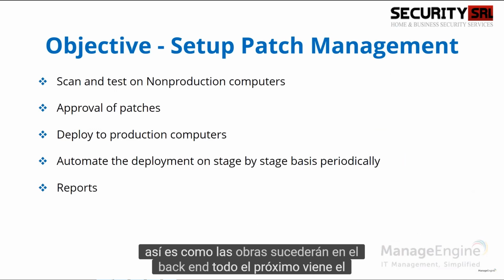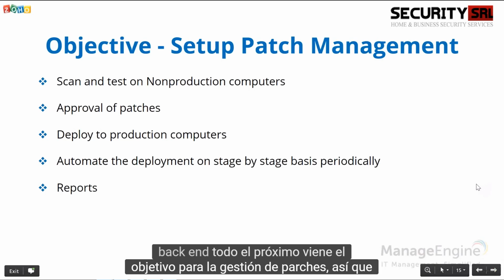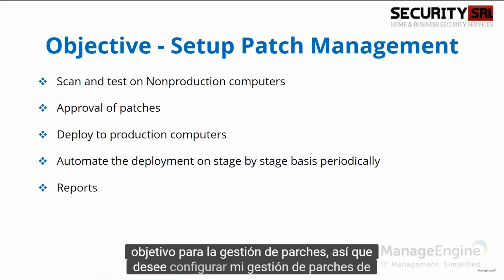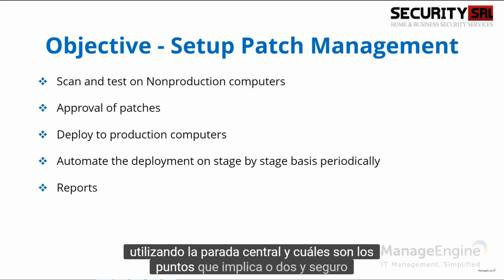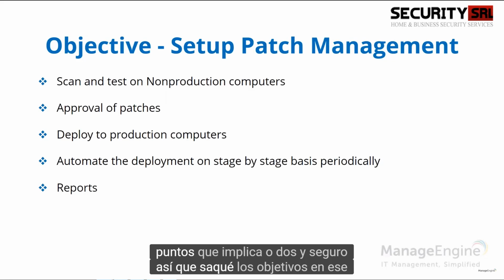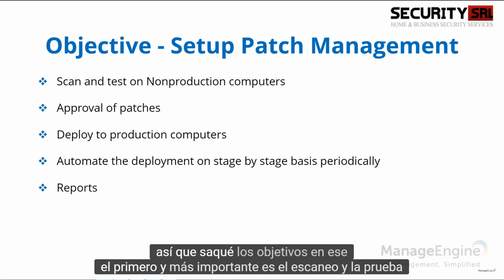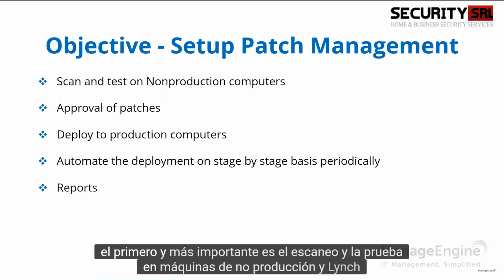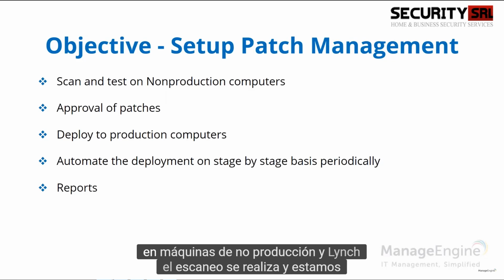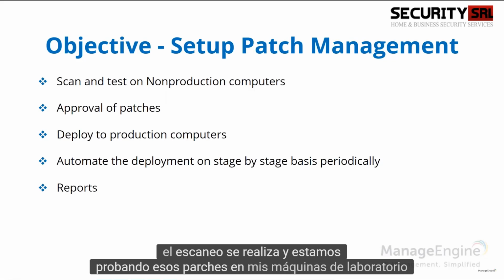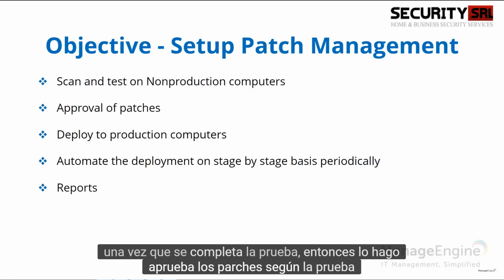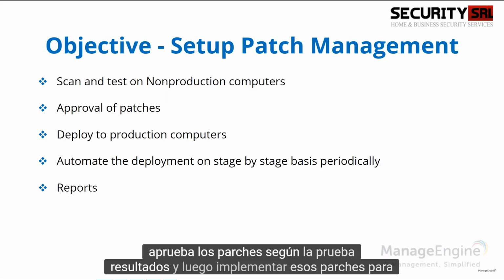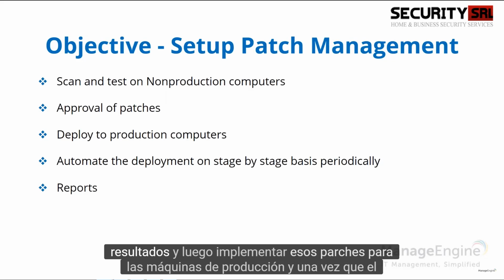All right, next comes the objective for patch management. So I want to set up my patch management using DesktopCentral, and what are the points it involves or I need to ensure? I've listed out the objectives. First and foremost is scan and test on non-production machines. I need to ensure that the scanning is performed and we are testing those patches on my lab machines. Once the testing is completed, then I need to approve the patches based on the test results and then deploy those patches to the production machines.